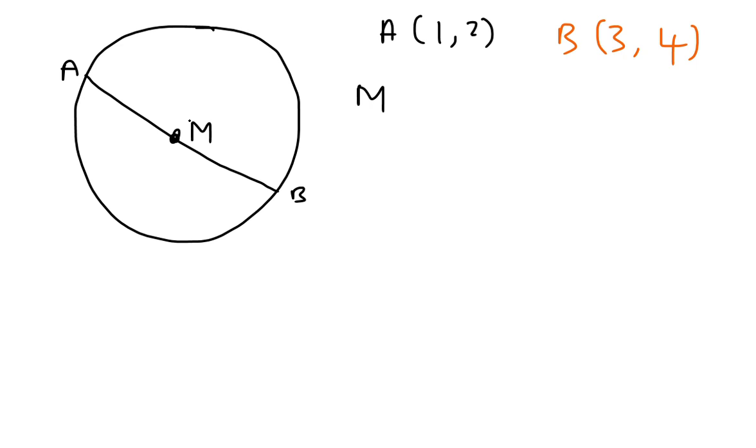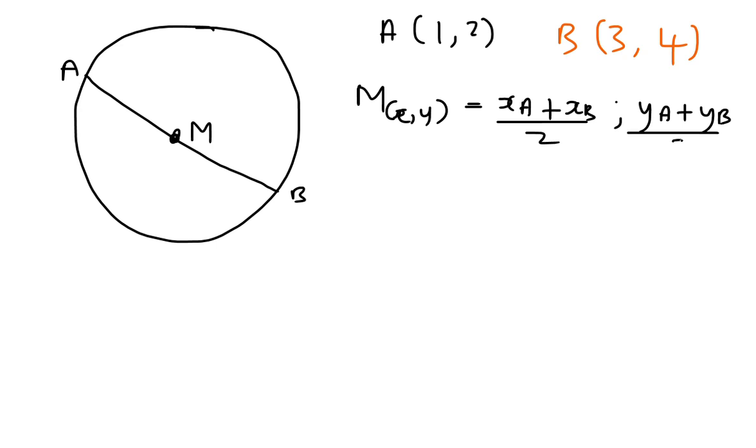So for us to find the coordinates of M, we have to use what? The midpoint formula, right? The midpoint of X and Y will be given by (XA plus XB) divided by 2, then (YA plus YB) divided by 2. So let's see, what is that? XA is 1 plus 3 divided by 2, and it maps to 2 plus 4 divided by 2.